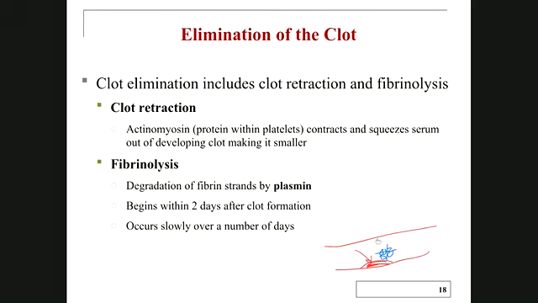And this unwanted clot should be removed. And we have a process in our body which we call fibrinolysis. Fibrinolysis is the degradation of fibrin strands by the enzyme which we call plasmin. It begins within 2 days after clot formation, occurs slowly over a number of days, and it can reduce the size of this thrombus and make it smaller and smaller.